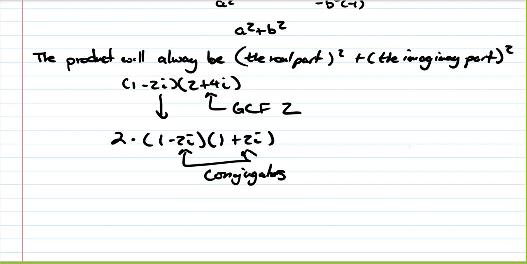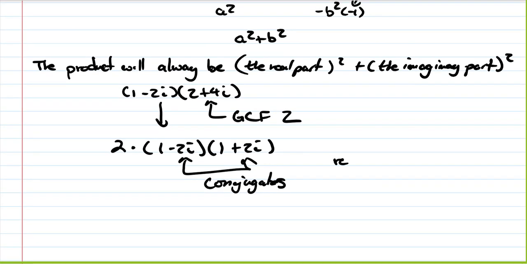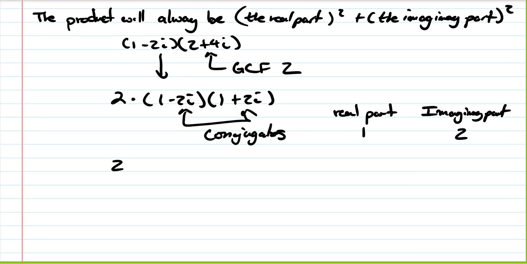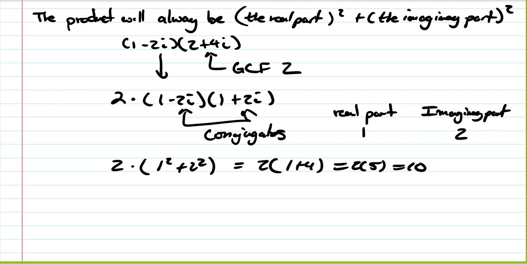And my real part is 1, and my imaginary part is 2. So according to our formula here, we would have 2 times the real part squared plus the imaginary part squared. So 1 squared plus 2 squared, which is 2 times 1 plus 4, which is 2 times 5, which equals 10. Same thing we got above.